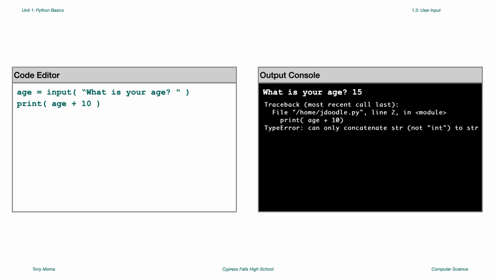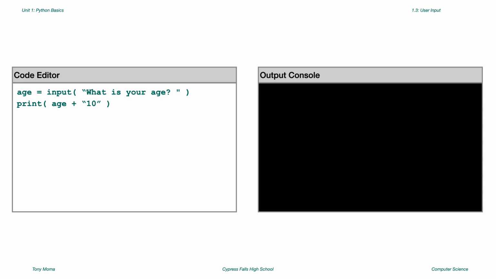So I have 2 options. I can either convert 10 to a string to make it a string addition statement, or I can convert age to an int. Let's see what happens when I convert 10 to a string. And I do that by simply placing quotation marks around the 10. Now I have 2 strings. Let's execute. The input method prints out, what's your age? I type 15. The Python interpreter then moves on to the second line, executes it, outputs 1510.